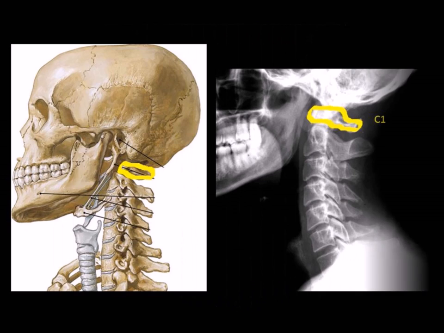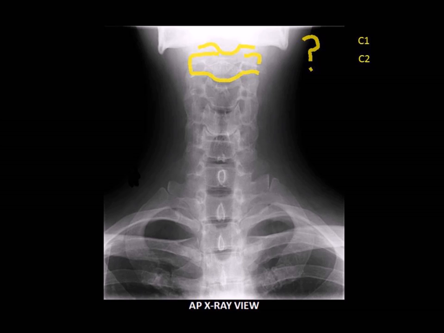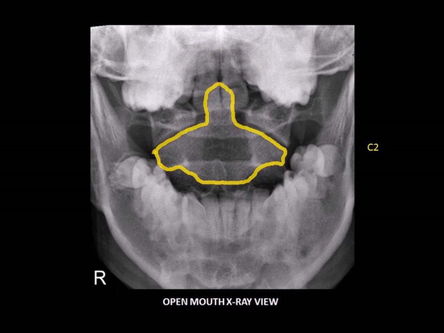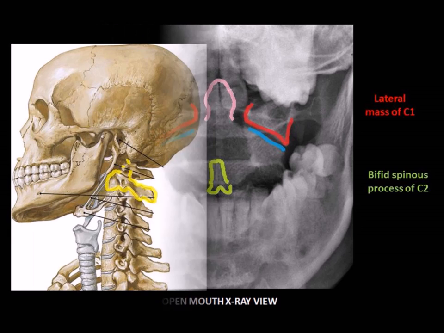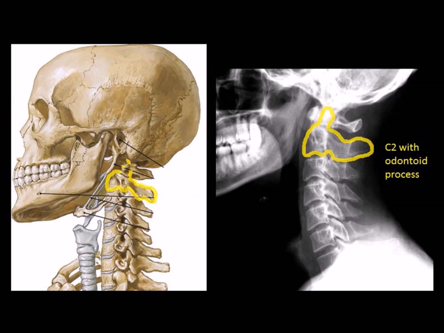On the lateral view, we are seeing C1 in yellow. In the AP view, it might be a bit difficult to distinguish between C1 and C2, but having an open mouth view gives us a good view of C2. Furthermore, when looking at the open mouth view, we can see the odontoid process of C2, the lateral mass of C1 in red, the superior articular surface of C2 in blue, and the bifid spinous process of C2 in green. The C2 has been highlighted again in the lateral view in yellow.